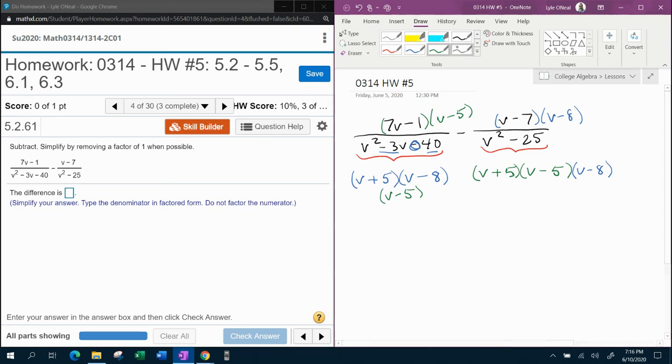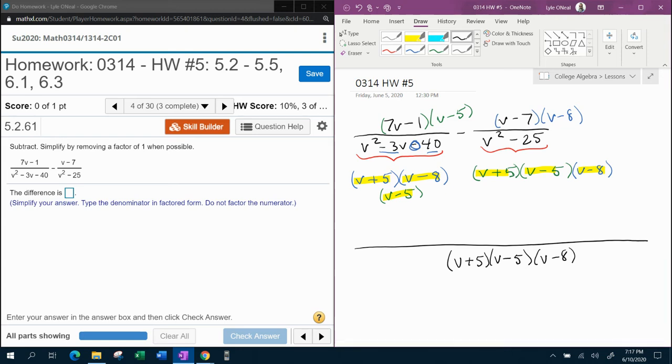And now if you take a look at those denominators, you're going to notice that they both have a v plus 5, a v minus 5, and a v minus 8. Do you see that? They both have exactly the same stuff. V plus 5, v minus 5, v minus 8. So now we can write a single fraction with our common denominator, v plus 5, v minus 5, v minus 8. And we're going to need to do the FOIL method on both numerators.